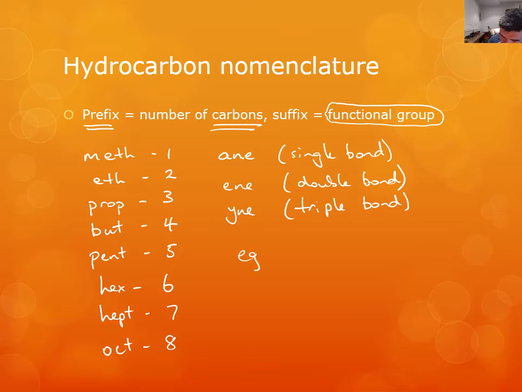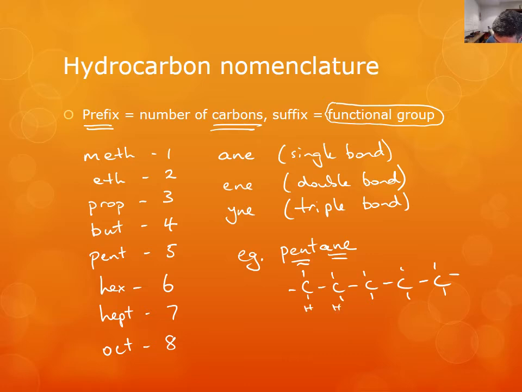So what does this look like in practice? Well, in practice, if we had pentane, then the pent would tell us that there are 5 carbons: 1, 2, 3, 4, 5. The ane tells us that there are only single bonds. We don't have to worry about that. I've just got single bonds. And once I have my single bonds in, then everything else is just filled with hydrogens, because they're hydrocarbons, that's all there is.